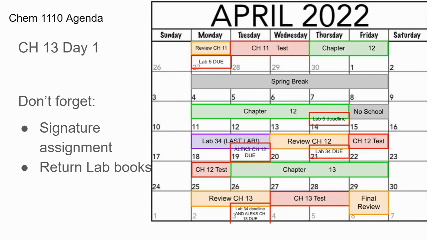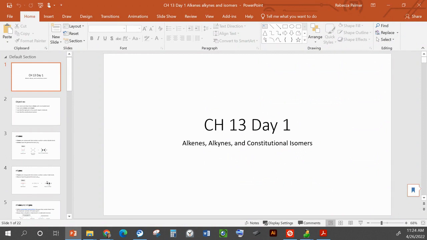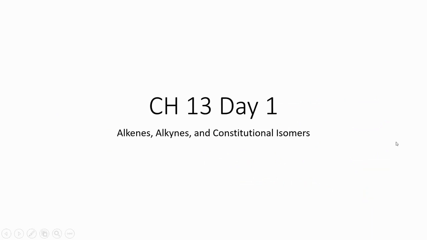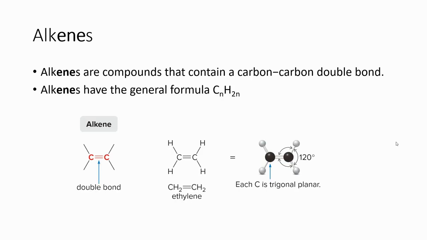Okay, so we're going to continue with chapter 13. Let me pull up our slides. So this is more organic chemistry, but now we're going to talk about what to do if there's a double bond or a triple bond. So the first thing is what happens if there's a double bond? If you have a double bond, this is called an alkene. So we change the ending from ane to ene, and that's called an alkene.